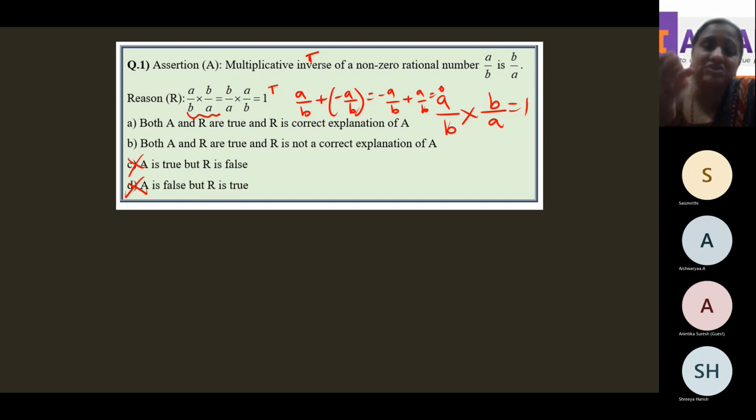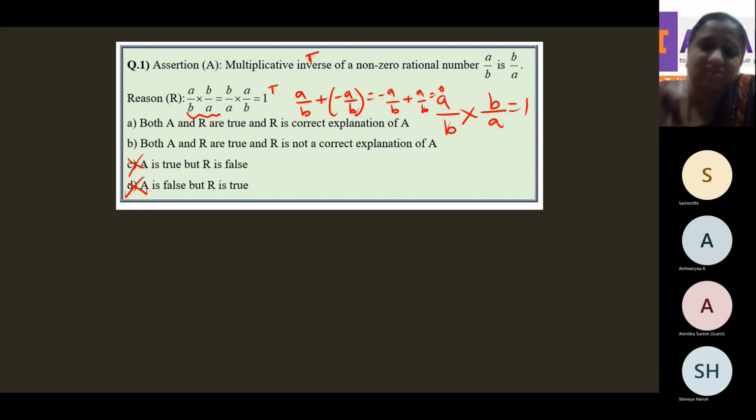Sorry, I went wrong in saying that. The assertion is true. The reason is also true. So sorry, I went wrong in saying that. Assertion is true, reason is also true. That means both assertion and reason are true, but reason is not the correct explanation of the assertion.